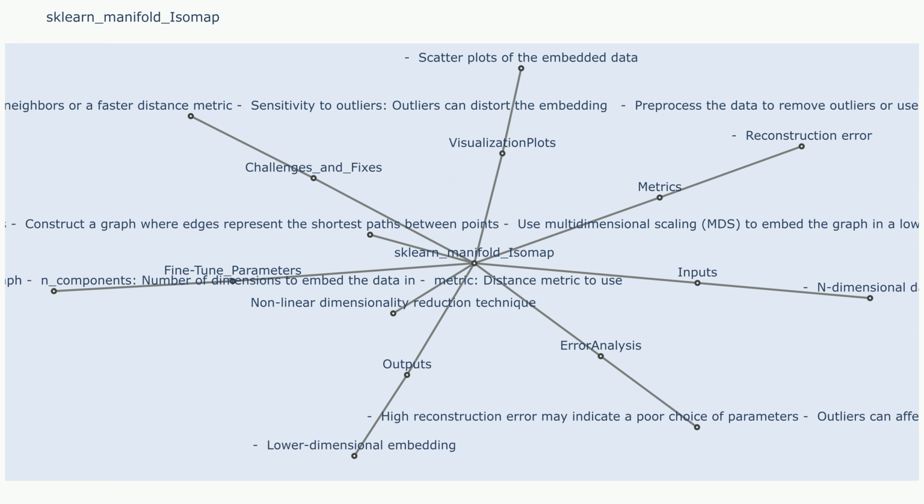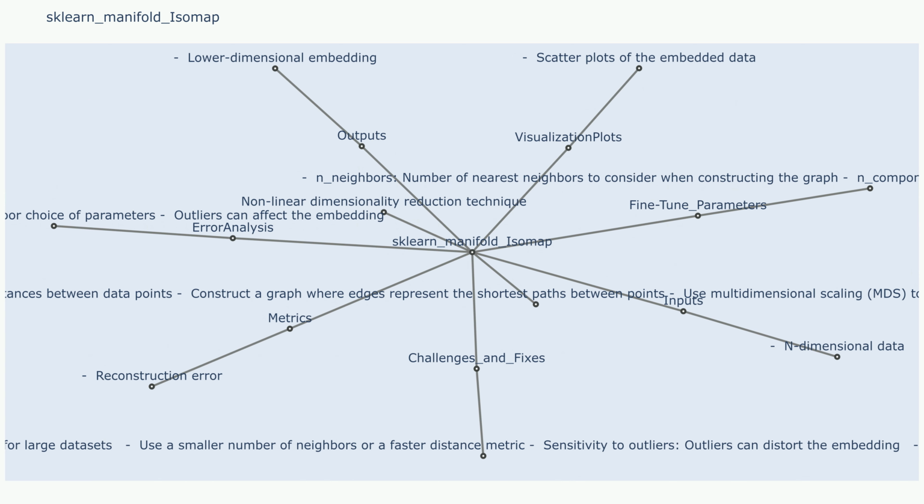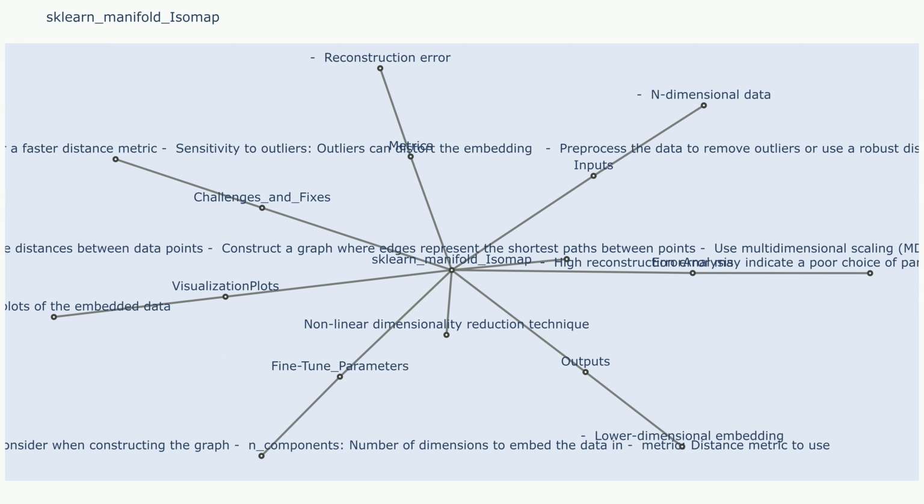Outputs: embedding, the resulting low-dimensional embedding of the data, a NumPy array of shape n_samples, n_components, where n_components is the desired dimensionality of the embedding. Reconstruction error, the reconstruction error of the embedding, which measures the difference between the original distances in the high-dimensional space and the distances in the low-dimensional embedding.